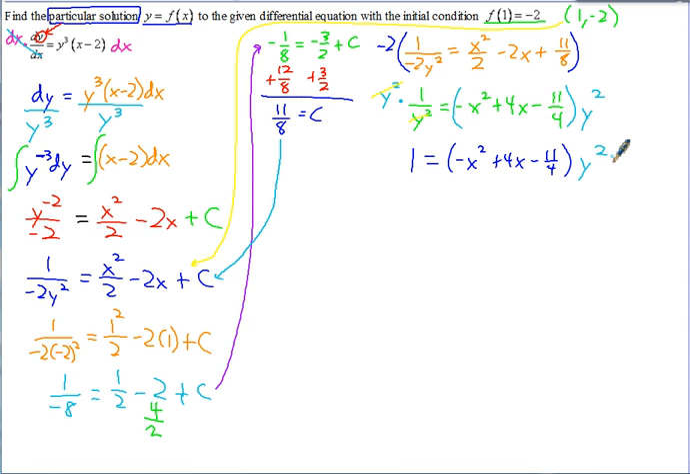That way, our next step to help us isolate the y squared, now that it's not in the denominator anymore, is we can just divide by this -x squared plus 4x minus 11/4. And you can balance it out, divide the other side as well.